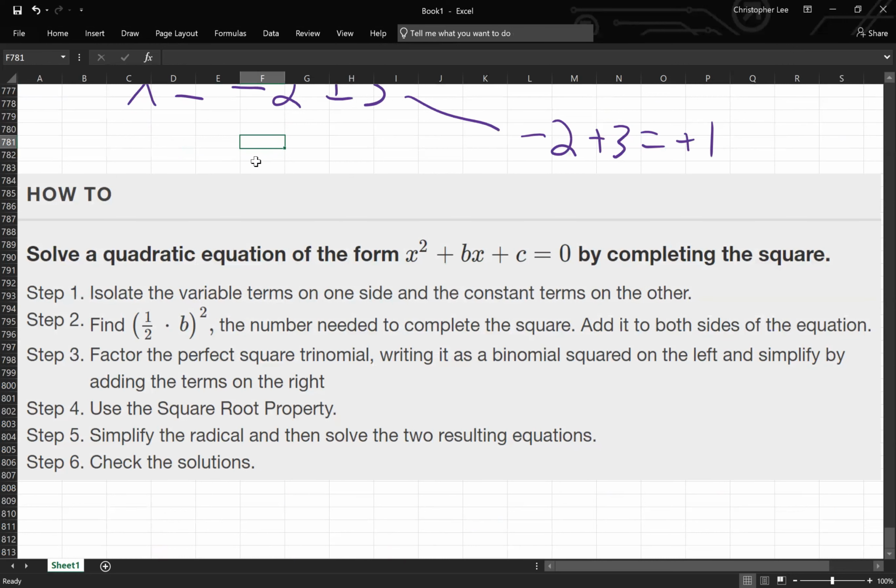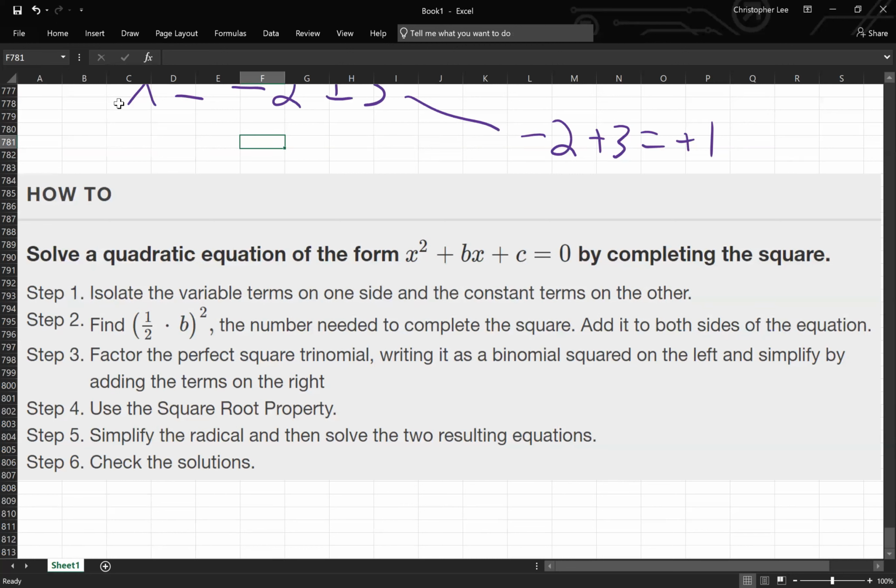So to solve a quadratic equation of the form x squared plus bx plus c is equal to 0 by completing the square: step one, isolate the variable term on one side and the constant term on the other. Step two, find 1/2 times b. For me, it's going to be b over 2a, right? The number needed to add to complete the square. Add it to both sides of the equation, factor the perfect square trinomial, write it as a binomial squared on the left, and simplify by adding the terms on the right.